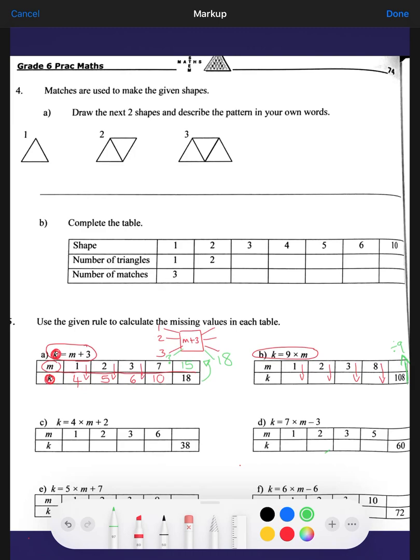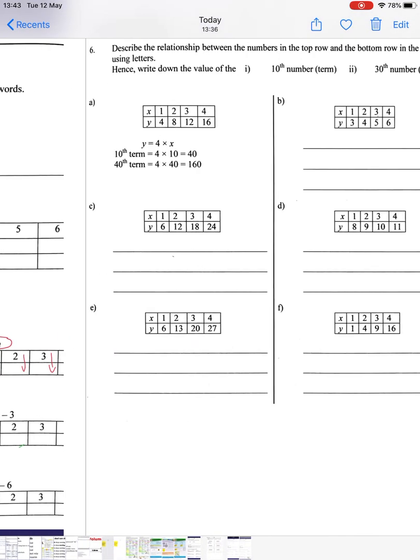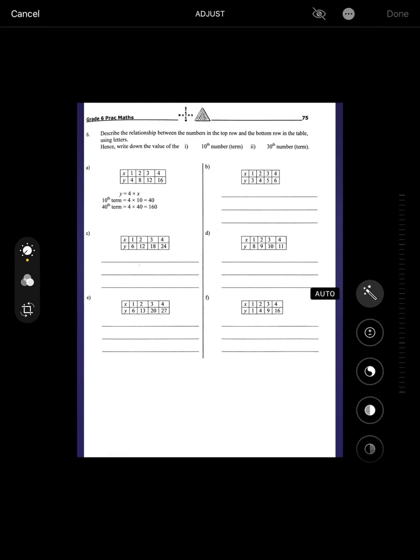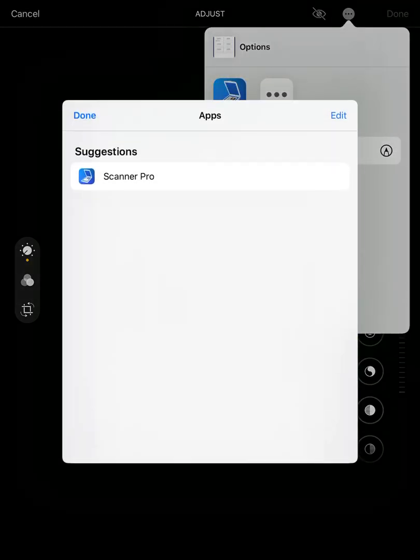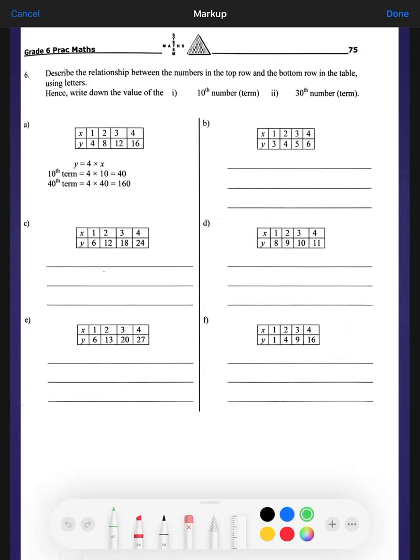That rule is also called a relationship. And that brings me to the next page. There we go. Sorry. Next page. Now, on this page, it says describe the relationship, that really is just the rule, between the numbers in the top row and the bottom row in the table using letters. Now you're going to use the letter X for input, and the letter Y for output.